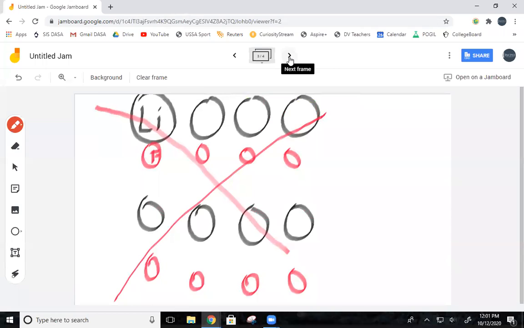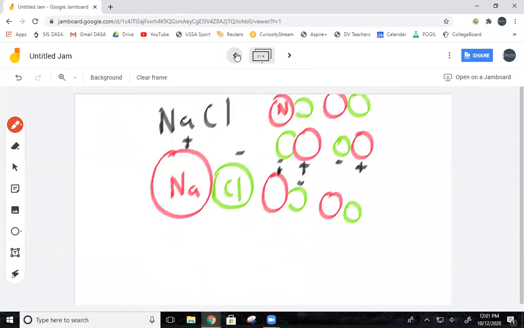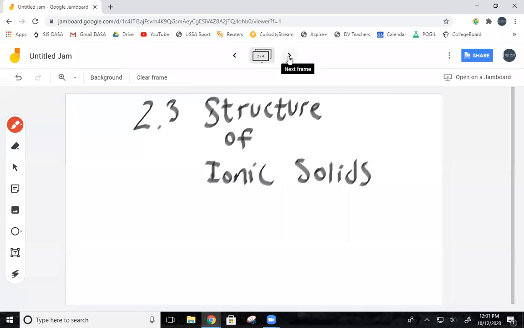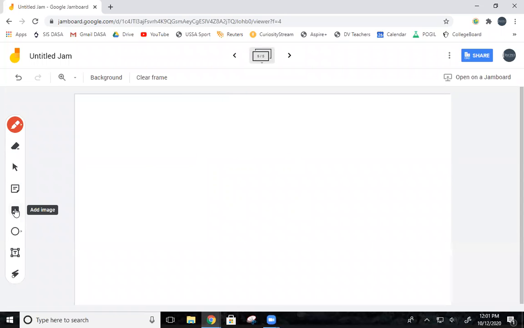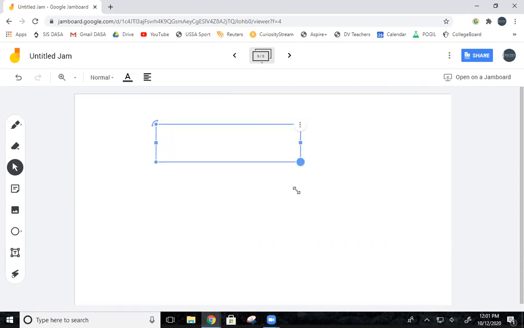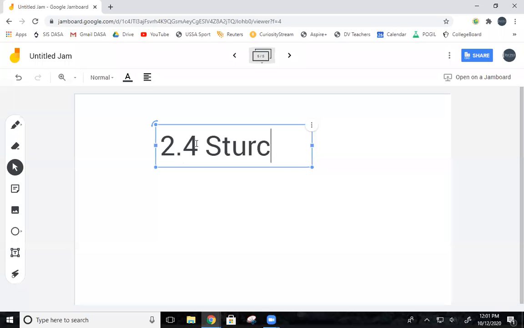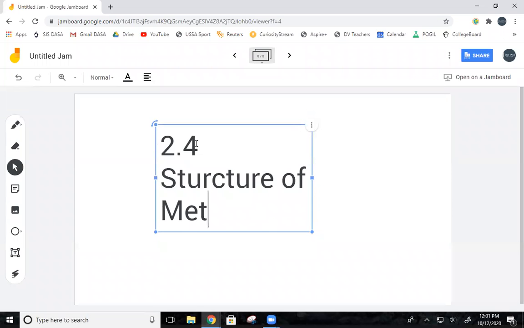Let's talk about 2.4. So we did 2.3, now 2.4. Topic 2.4 is the structure of metals and alloys. Okay. Structure of metals.